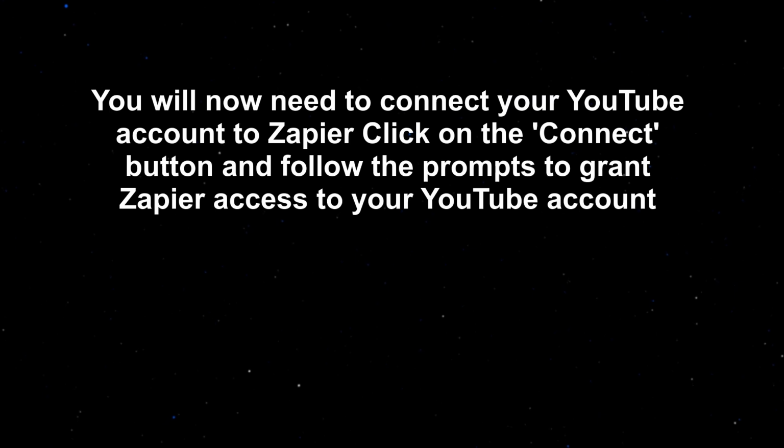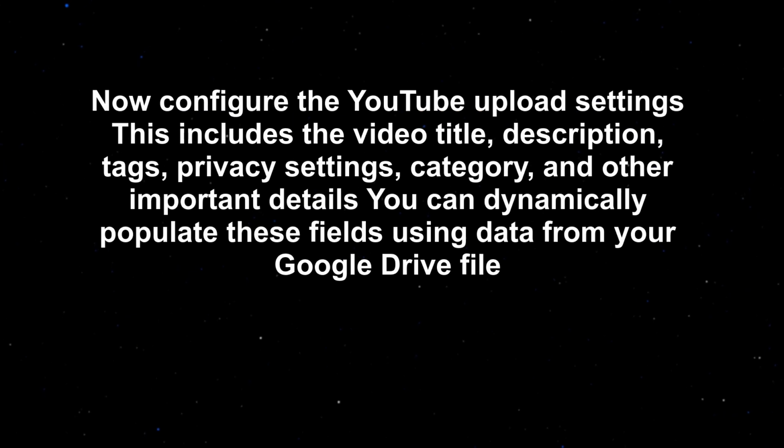You will now need to connect your YouTube account to Zapier. Click on the Connect button and follow the prompts to grant Zapier access to your YouTube account. Now configure the YouTube upload settings. This includes the video title, description, tags, privacy settings, category, and other important details. You can dynamically populate these fields using data from your Google Drive file.